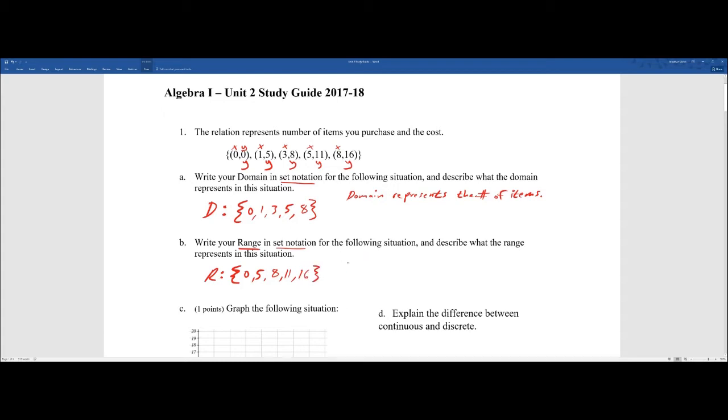Now, what does the range represent in this situation? The range represents the cost. Let's go ahead and assume dollars.